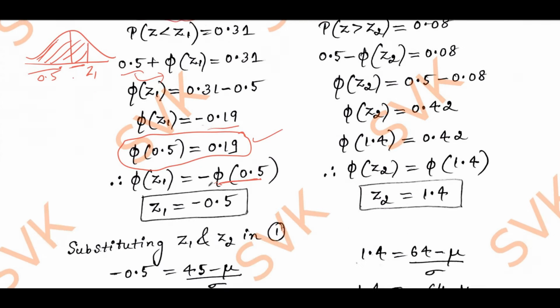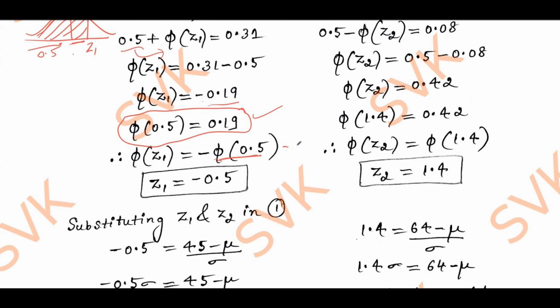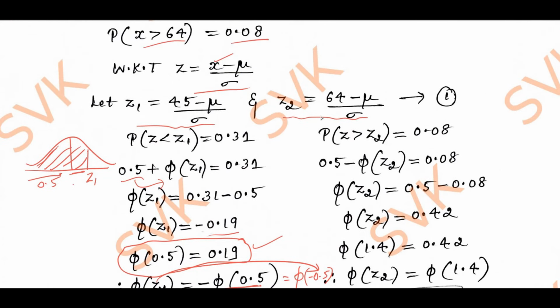So therefore z1 value can also be written, as it is symmetric about z equal to 0, as minus 0.5. So equating z1 value on each side, I am going to get z1 equal to minus 0.5. Similarly, in the same manner, I will find z2. I will solve for z2.